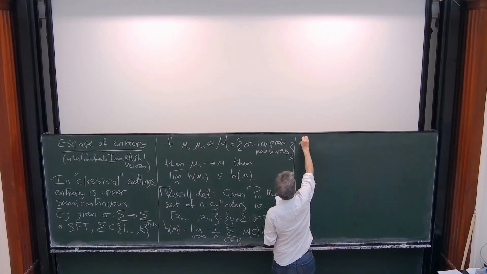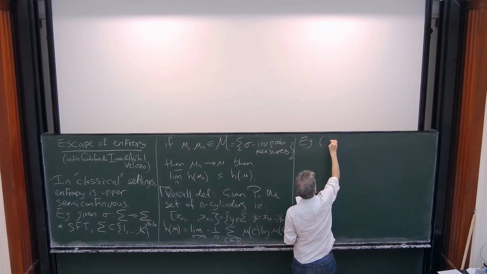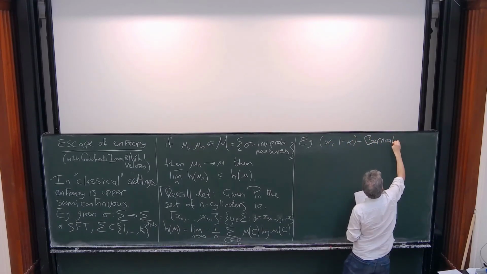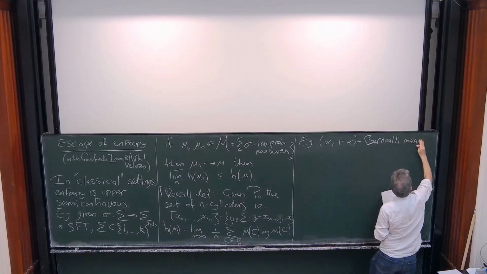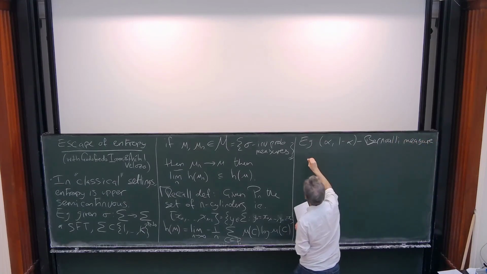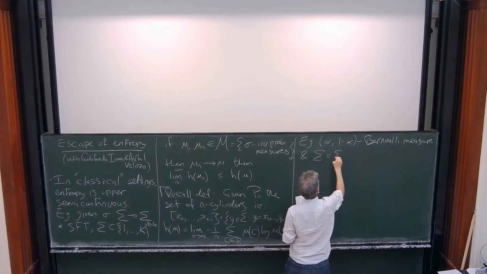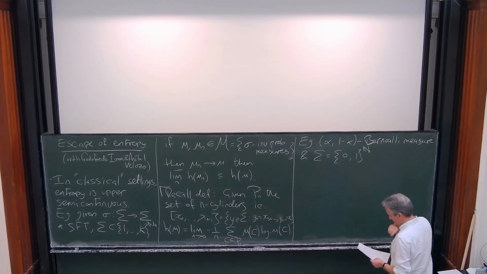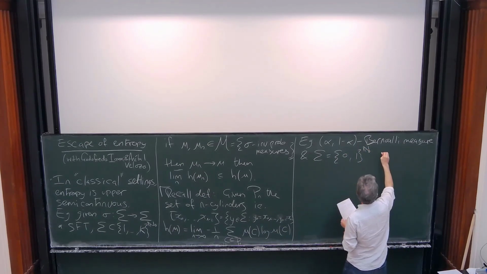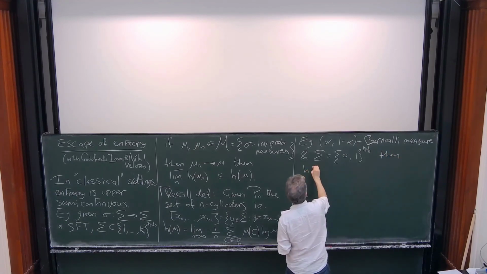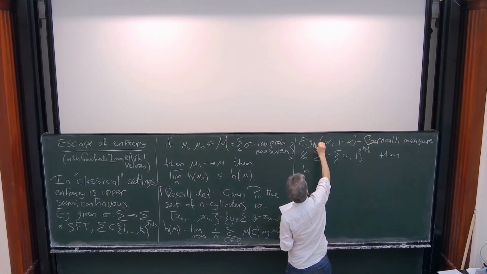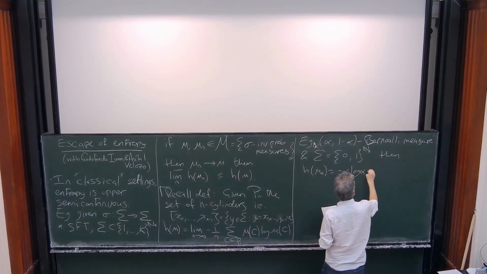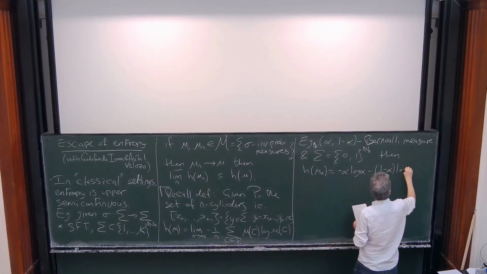For example, it's relatively straightforward to work out that if you've got the alpha, 1 minus alpha Bernoulli measure, sigma is equal to 0, 1 to the N, the full shift, then the entropy of mu alpha is equal to minus alpha log alpha minus 1 minus alpha log 1 minus alpha.